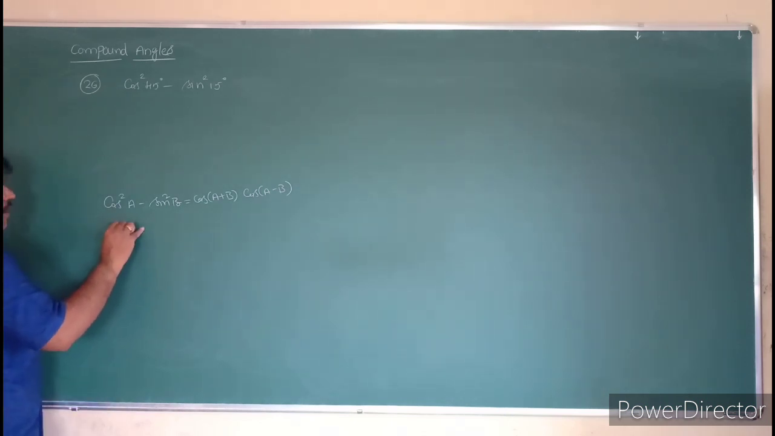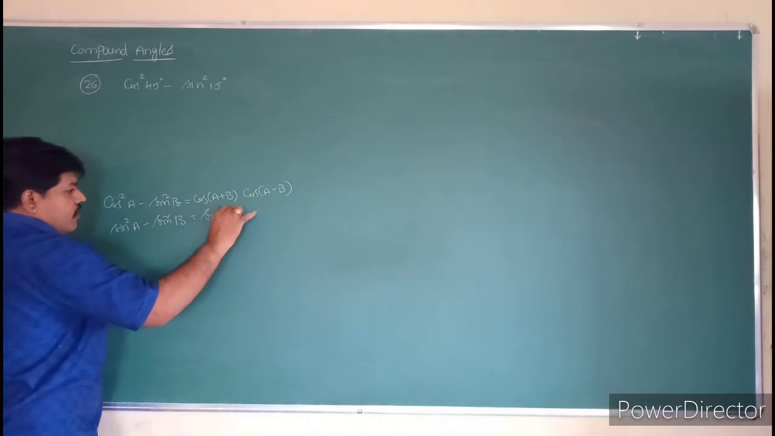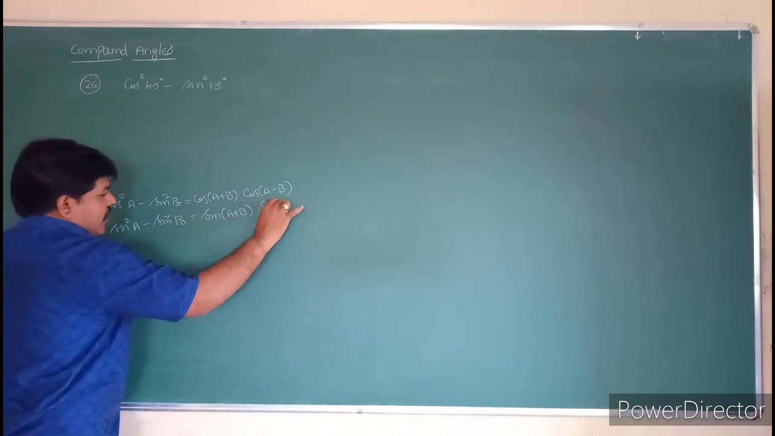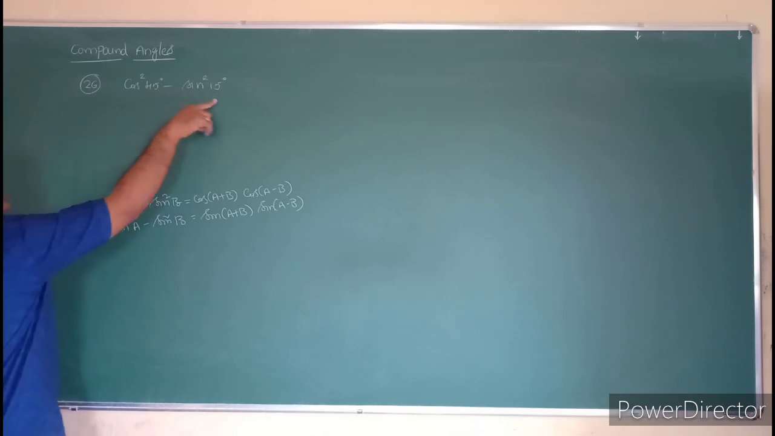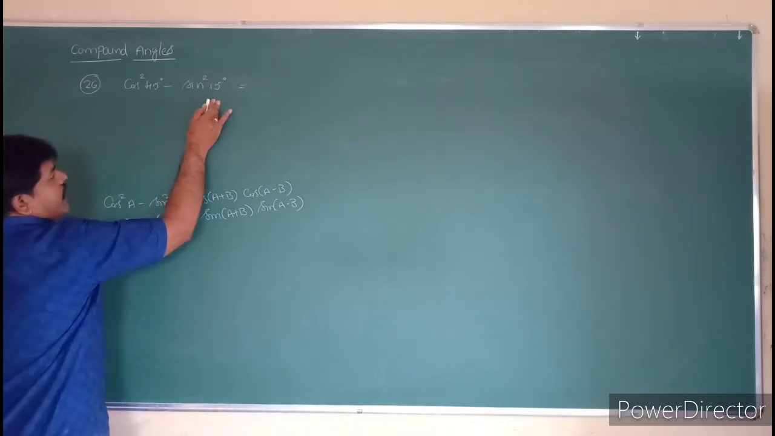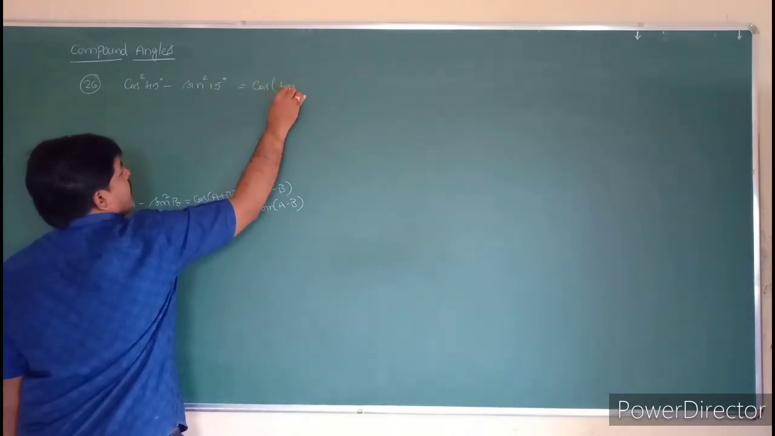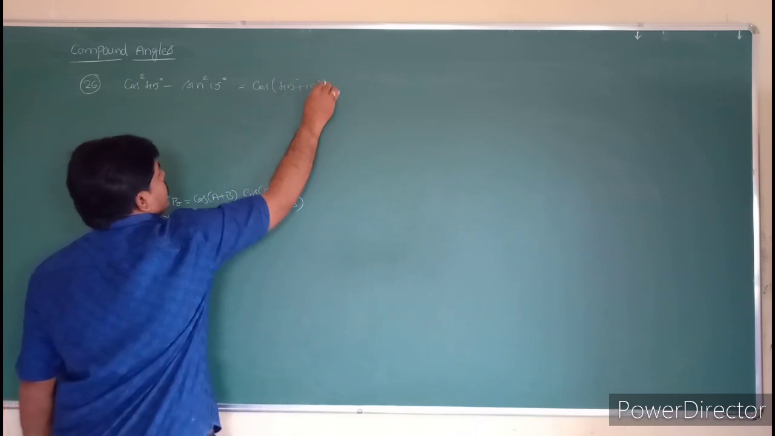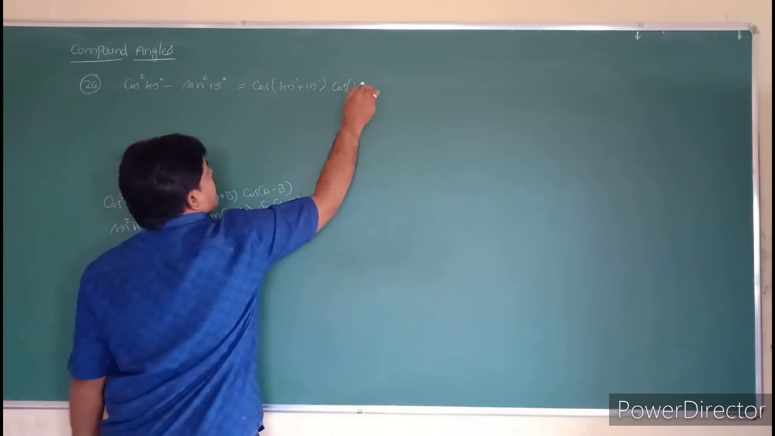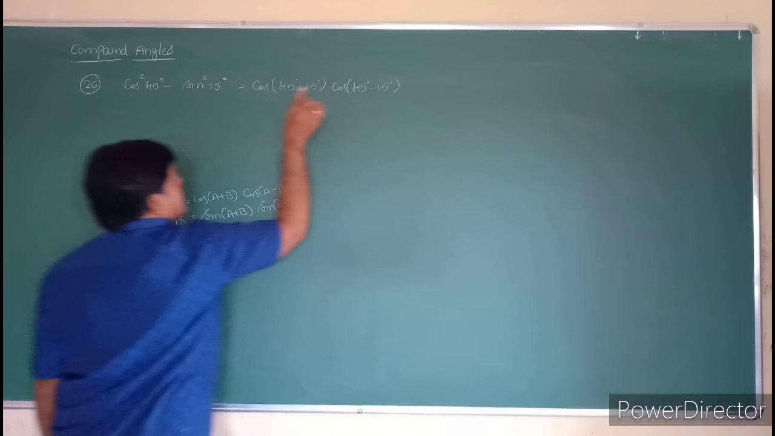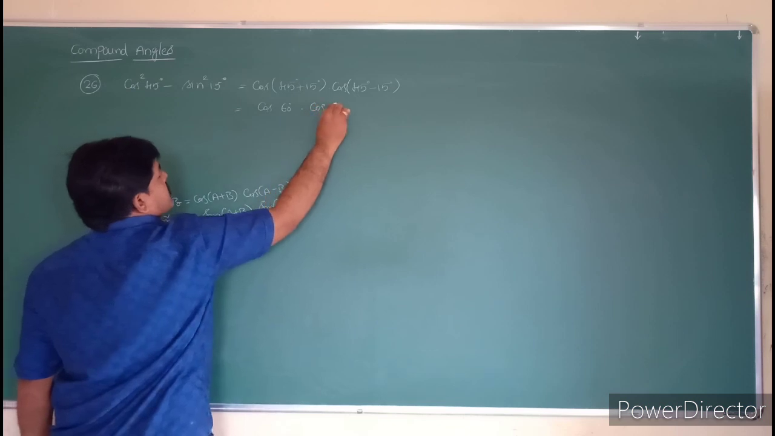And you have one more formula: sin square a minus sin square b. What is that? Sin of a plus b into sin of a minus b. So these two formulas we are going to use here. Okay. So cos square a minus sin square b, how can you write this, students? Cos of a plus b, where a plus b is 45 degrees plus 15 degrees, into cos of a minus b, where a minus b is 45 degrees minus 15 degrees. So that implies cos 60 degrees into cos 30 degrees.